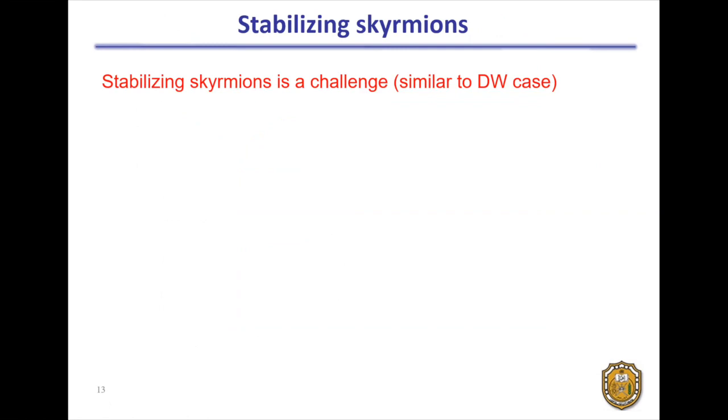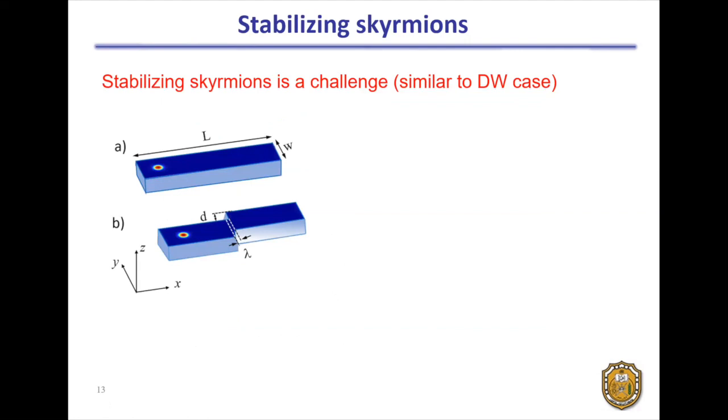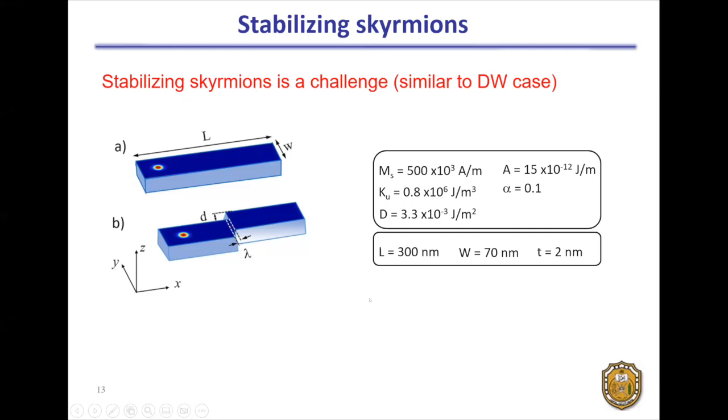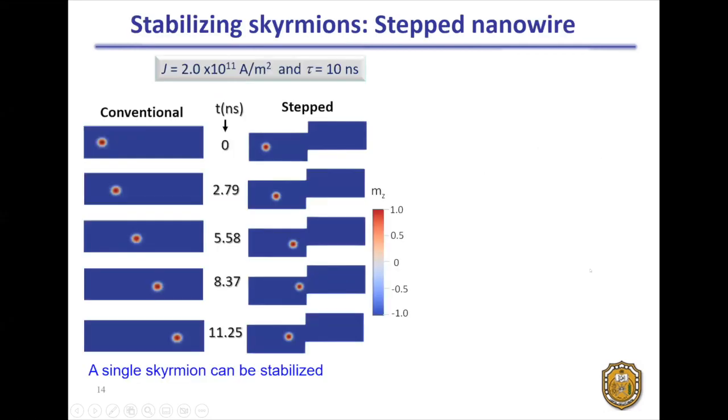And from our experience in domain wall memory, we try to propose this scheme here. You can see the conventional one, and you can see one which is stepped. So we can adjust those parameters lambda and d, which is the offset between the x and y direction. And we try to see whether the skyrmion can be stabilized. Again, we keep all the parameters constant, as can be seen here. The length is 300, the width is 70 nanometers, and the thickness is 2 nanometers.